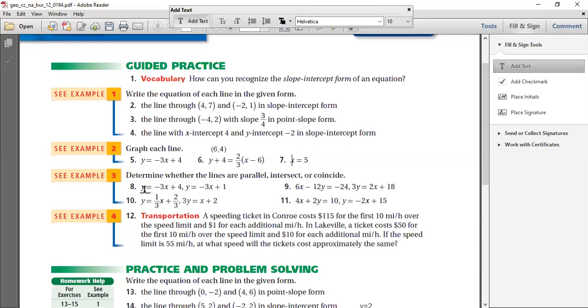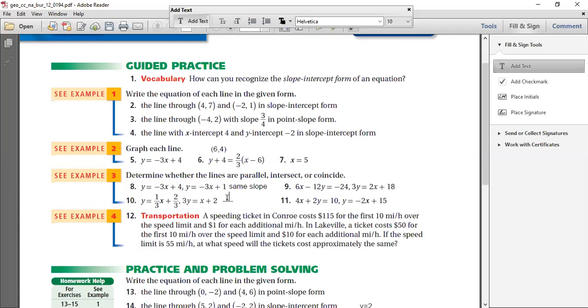Fine. So question number 8, y is equal to negative 3x. So check first, is it in the form y is equal to mx plus b? Yes, it is in the form. And the second equation, y equals mx plus b, yes, it is in the same form. So once they are in the same form, compare the slopes. So what is the slope here? Slope is negative 3 and negative 3. So the same slope. Okay, compare the intercepts now. The y-intercept here is 4 and the y-intercept here is 1, which means the y-intercepts are different.